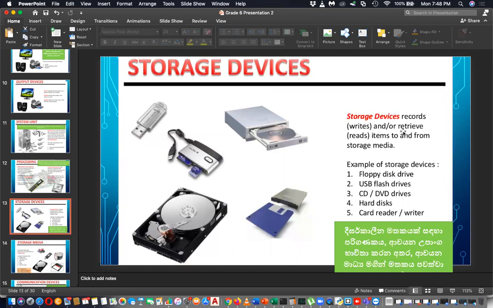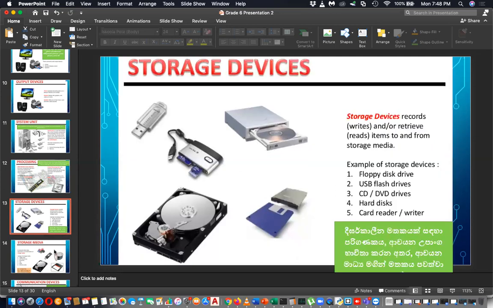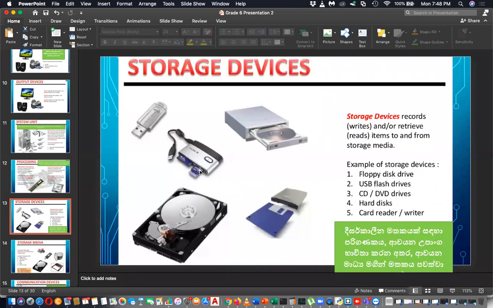Devices means the hardware components which are used to read the storage media. For example, CD drive reads CDs. Then card reader reads cards.